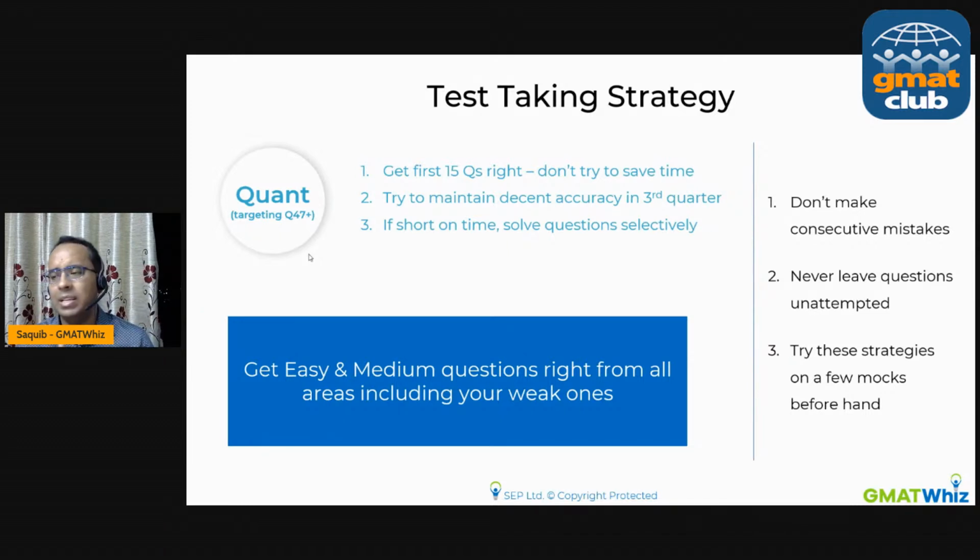Understand, in the first quarter you usually get medium questions, easy-medium questions. So you need to ensure that you are exposed to all kinds of topics. All topics.